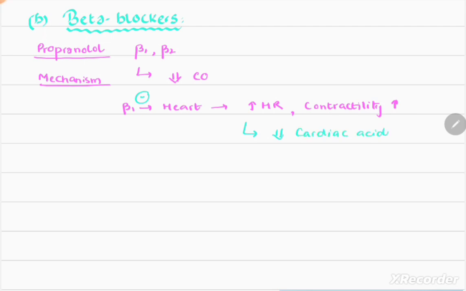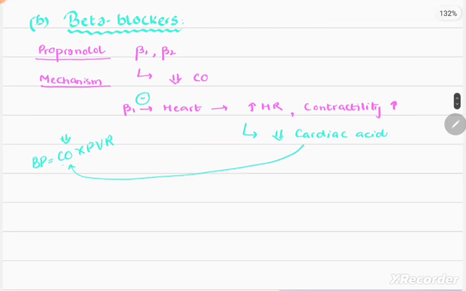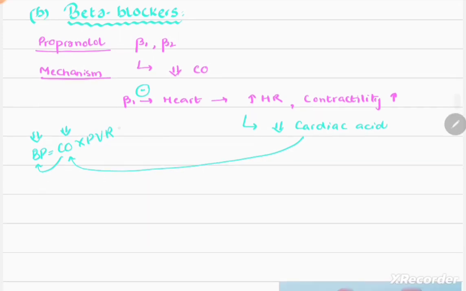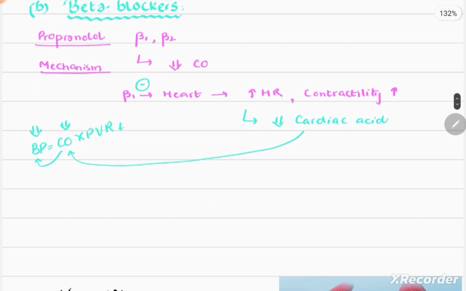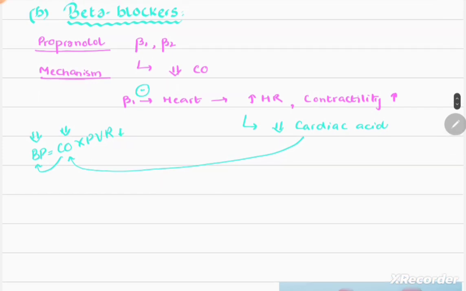If we recall the formula of blood pressure, it is cardiac output times peripheral vascular resistance. So here we are decreasing the cardiac output, which in turn causes a decrease in the blood pressure, and this is how the blood pressure is decreased. Beta blockers also decrease the peripheral vascular resistance to various degrees, depending on the agonist or partial agonist or cardioselectivity activities.